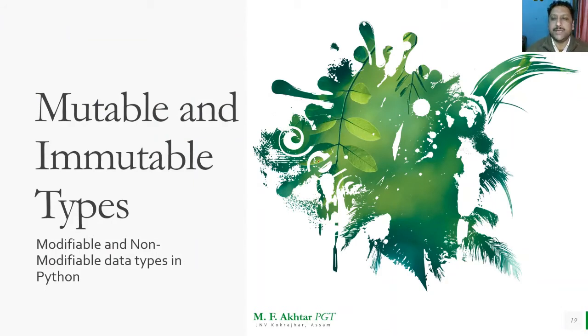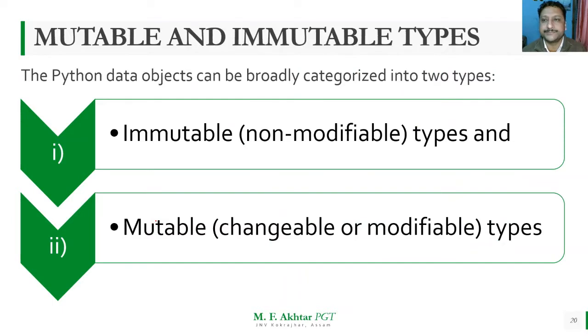Mutable and immutable data types. We have learned earlier what mutable and immutable are. Now we are going to learn more about mutable and immutable data types. Mutable means modifiable, changeable, and immutable means non-modifiable, non-changeable. We cannot change individual values in place. See here, mutable and immutable data types.